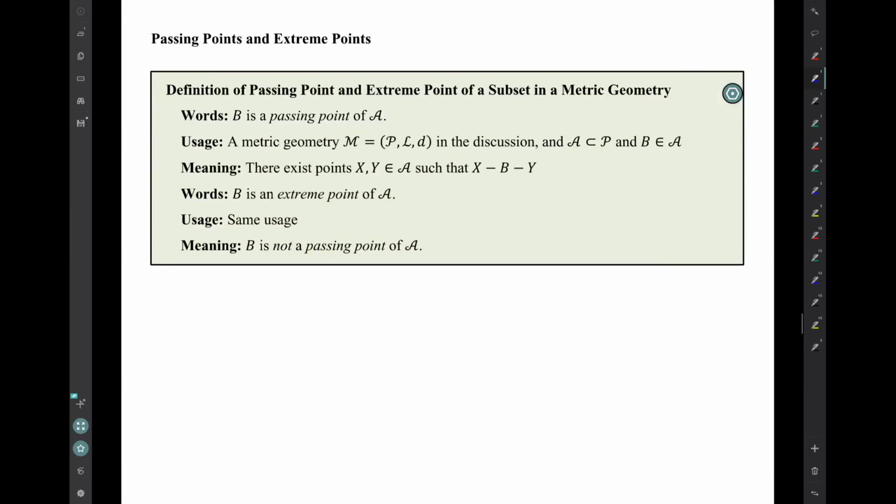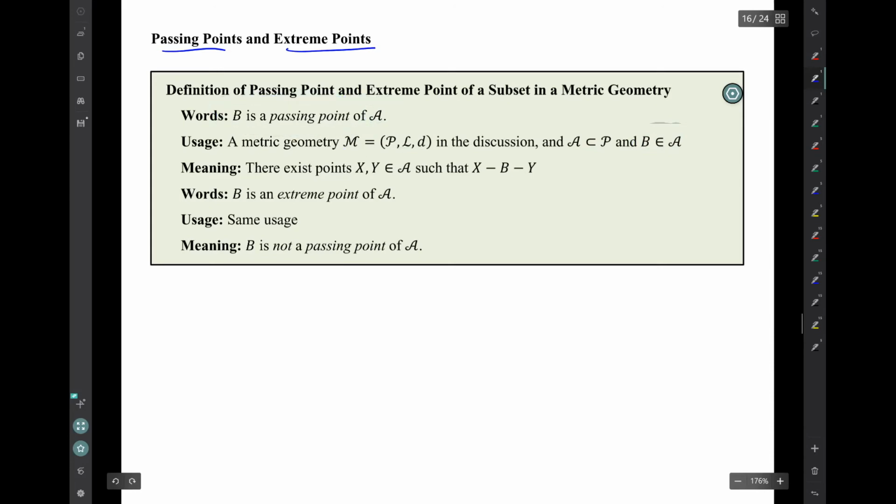Now I want to talk about something a little more sophisticated, passing points and extreme points. These words, B is a passing point of script A, are used when you have a metric geometry in the discussion and script A is a subset of the set of points and B is an element of script A. In other words, B is a point in the metric geometry that is an element of that subset. So that's the usage of these words. That's when you're allowed to say those kinds of words.